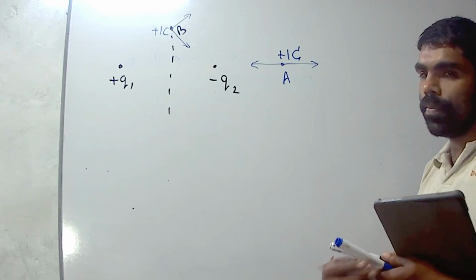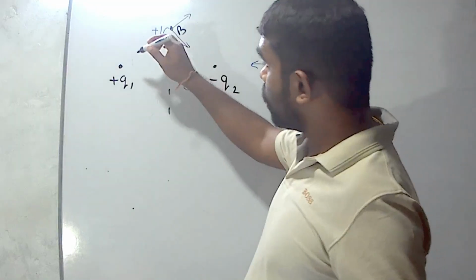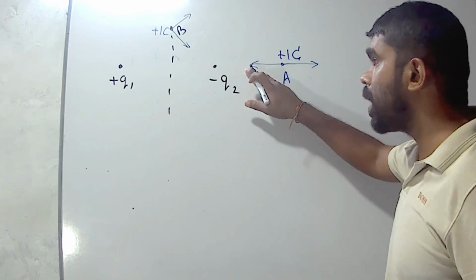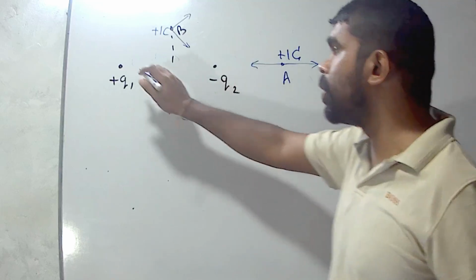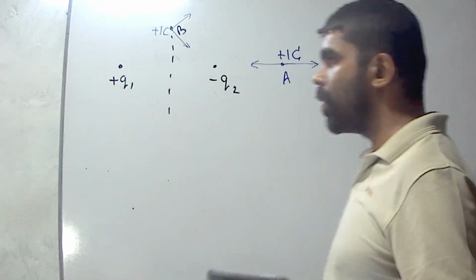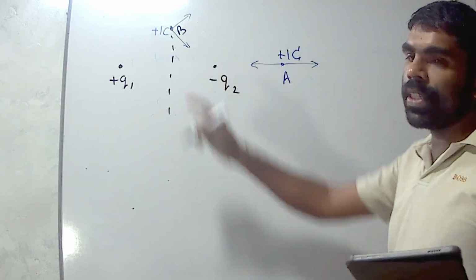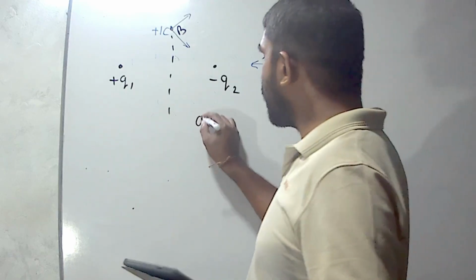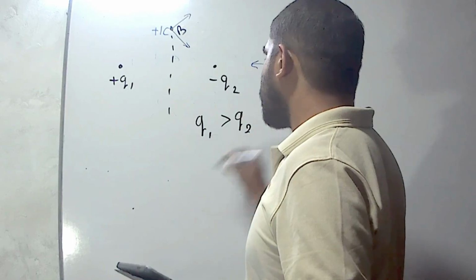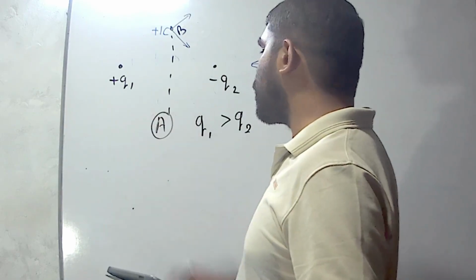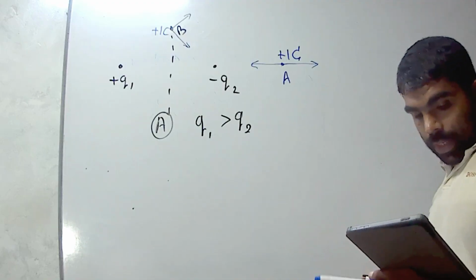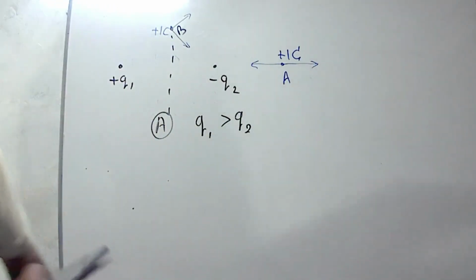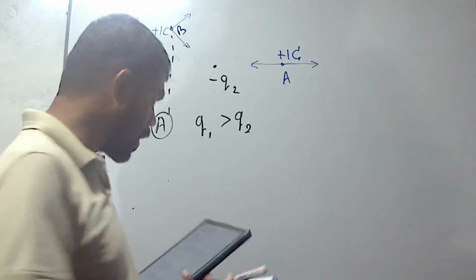But forces should be equal and opposite. Therefore, force on this plus 1 Coulomb due to this charge should be a greater value because there is a large distance. Therefore, Q1 should be greater than Q2 and the neutral point could be A. Then A is Q1 greater than Q2. We can get the second answer is the correct one.